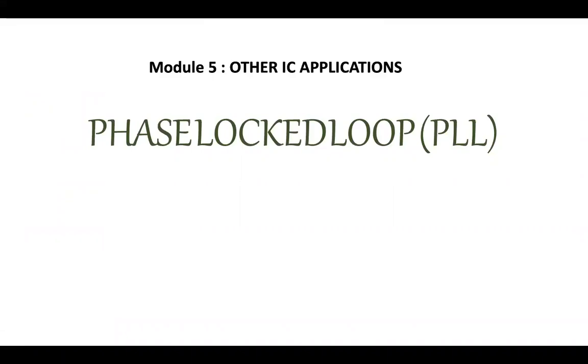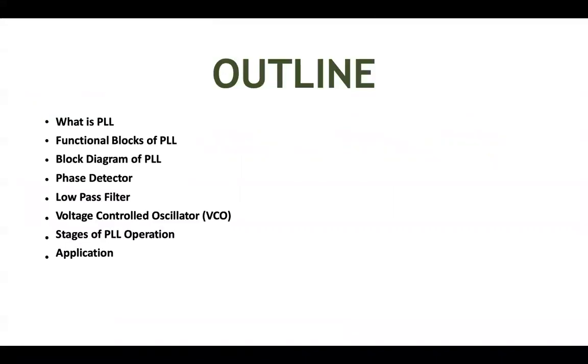So we are looking at phase lock loops. This is the second part of module 5, which involves the operation principles, the block diagram, and what a phase detector is, what a low pass filter is. Of course, we have seen the low pass filter exclusively, and we will just be looking into it for a brief time. And then VCOs, voltage controlled oscillators, and stages of PLL operation, and then what its applications are.